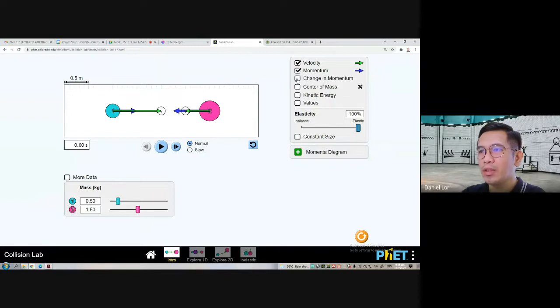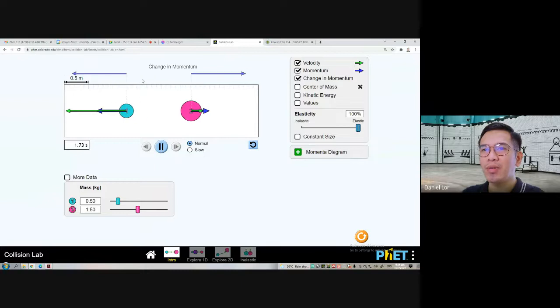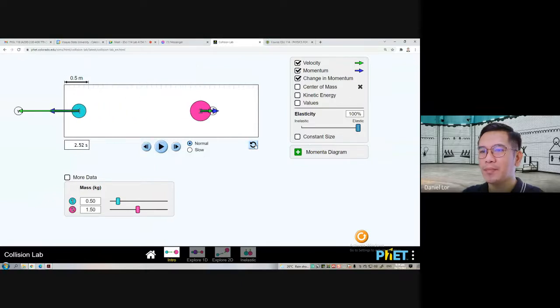We can also check the change in momentum. Later, when we click the play button, it will show us the change in momentum. This is just a sample. That is the change in momentum, this blue arrow that appears at the top. So we can see which of the two has the bigger change in momentum. Reset.